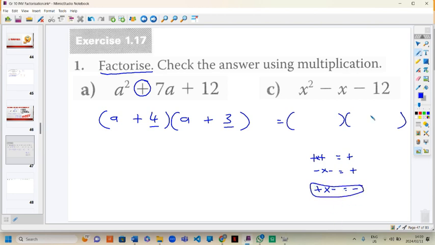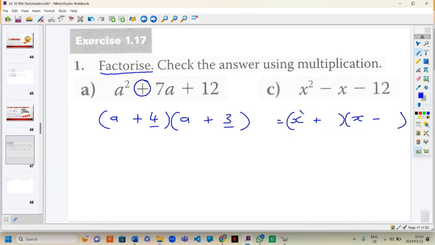So when I see that that last term is negative, I know that my signs are going to be a positive and a negative inside those brackets. A positive and a negative. I hope that makes sense. And how did I get to my x squared there? Same thing as the previous example. We said a times a gave me a squared, so x times x is going to give me x squared.